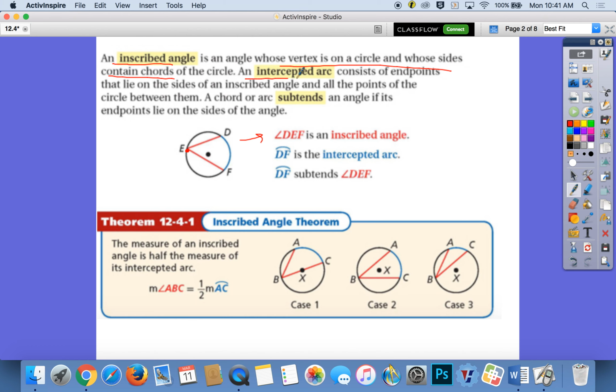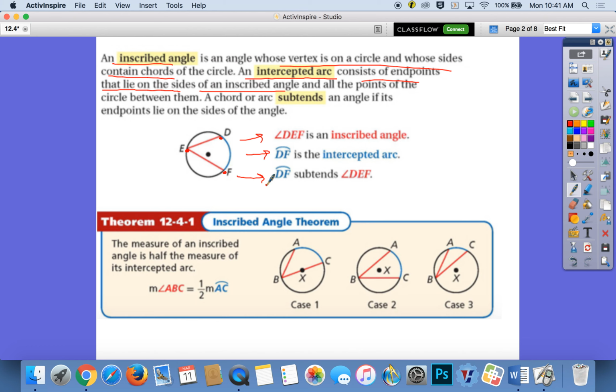The intercepted arc is the arc that shares endpoints with the ends of the angle. It consists of endpoints that lie on the sides of an inscribed angle and all points in between them. So arc DF is an intercepted arc.